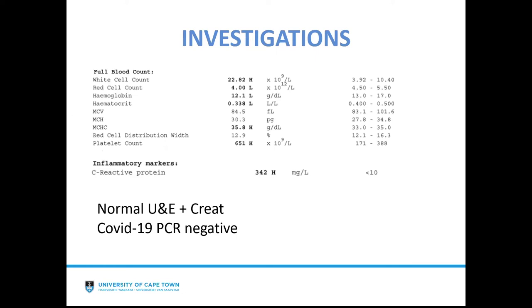These were his blood investigations. He had a raised white cell count of 22. He had a mild anemia of 12.1. MCV was normal, as well as a thrombocytosis of 651. He also had a raised CRP of 342. Urea and creatinine were normal. His COVID test was negative on admission.